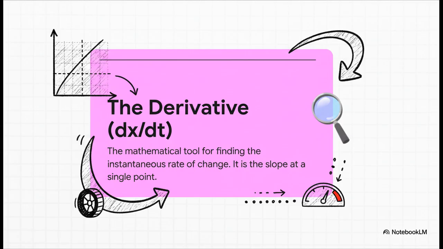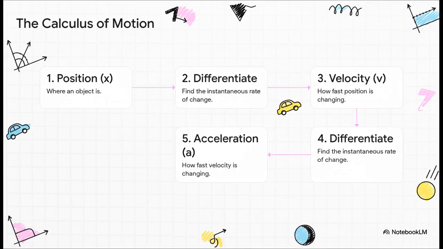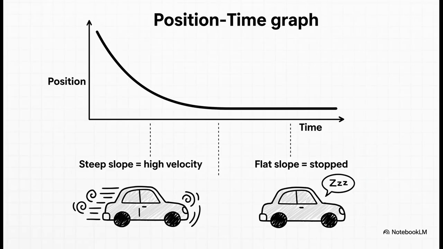It's really that simple. This gives us this incredibly powerful framework for understanding motion. If you know an object's position, you can take its derivative to find its velocity. And if you know its velocity, you can take the derivative again to find its acceleration. Position to velocity to acceleration. That's kind of the core mantra here. And this is where it all starts to feel really intuitive.